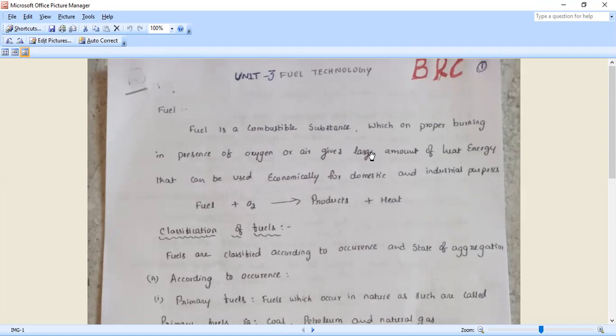So fuel reacts with oxygen, which produces products and heat energy. So fuel is a combustible substance containing carbon as a main component, which on proper burning gives large amount of heat which can be used economically for domestic and industrial purpose. Examples: wood, charcoal, coal, kerosene, petrol, diesel, producer gas, oil gas, etc.